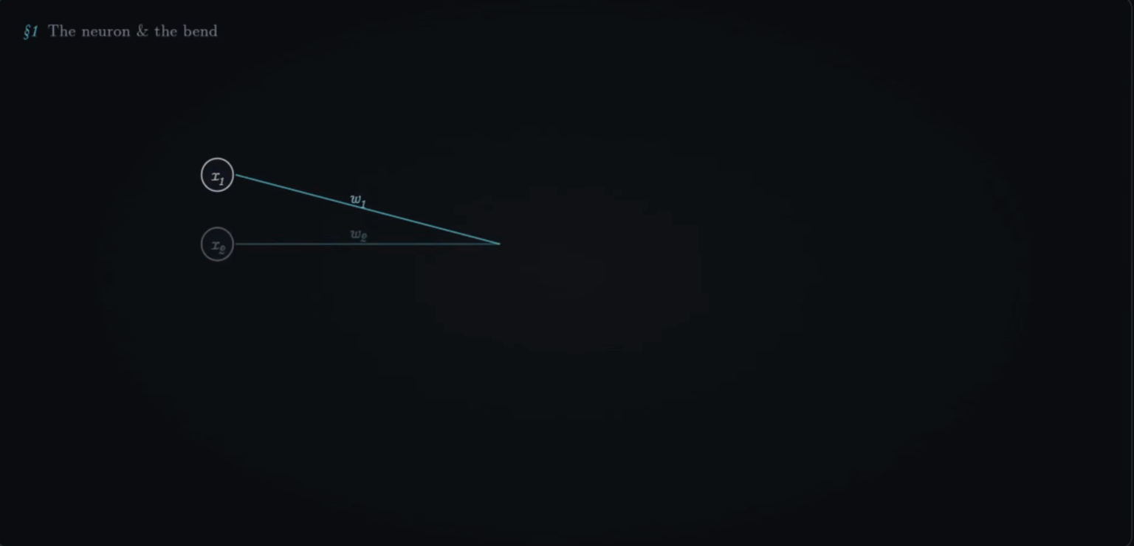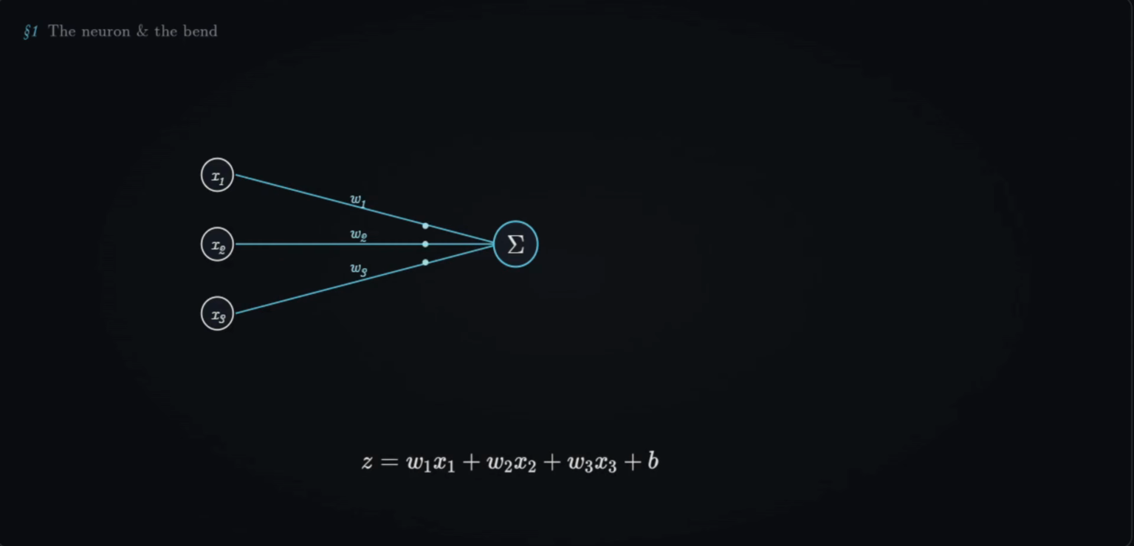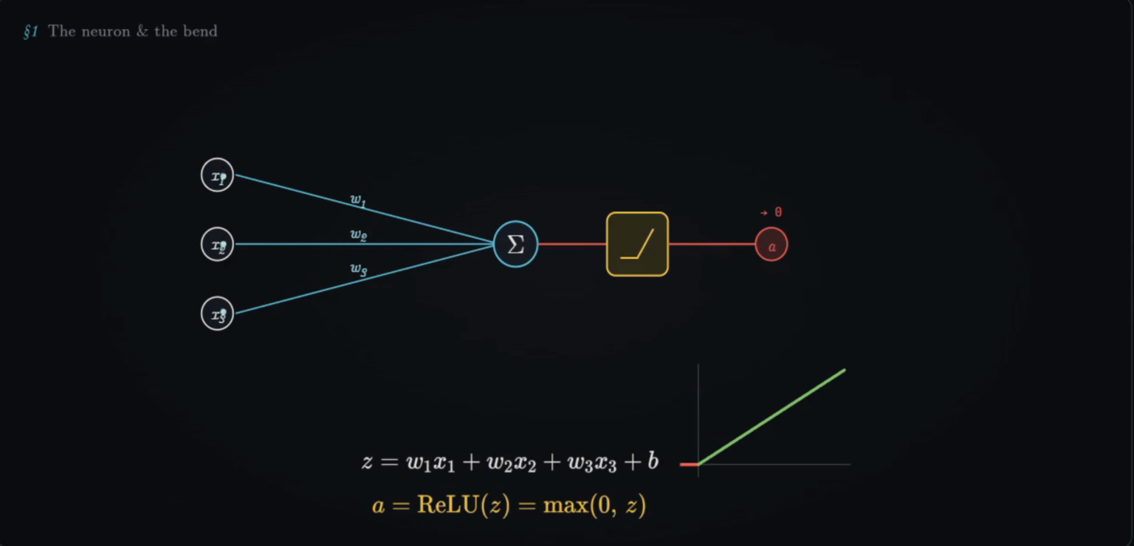It begins with a single unit borrowed from biology called a neuron. Take the inputs, multiply each by a weight, add them up, and add a bias. That is the same weighted sum from the last chapter. But now we add one new step: pass that sum through a simple bend. The most common one is ReLU, rectified linear unit, and it is comically simple. If the number is negative, the output is 0, otherwise let it through unchanged. That bend is the entire secret.